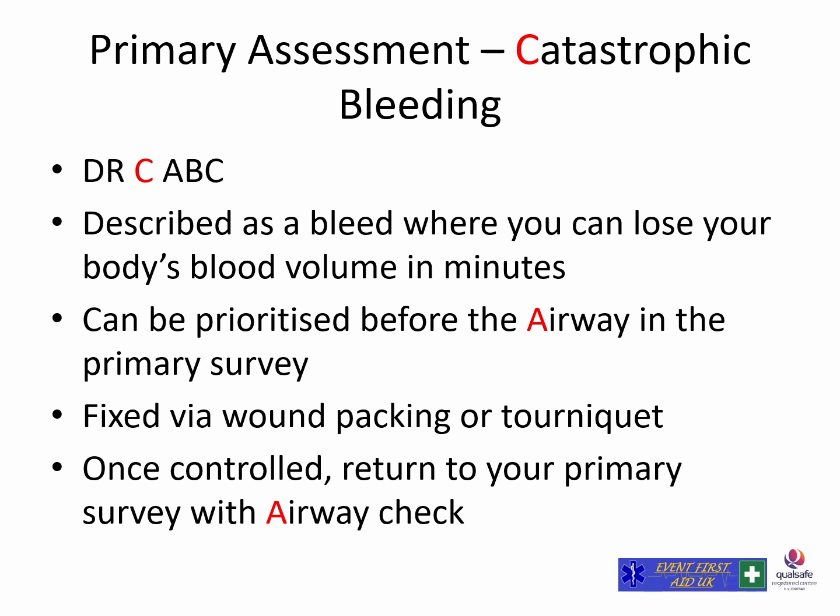It's fixed very simply by wound packing or tourniquet. So these are quick applications so we can move on. And once we've controlled that bleed, we return back to our primary survey with the airway check. This is a prompt, quick intervention so we can continue the primary survey, because there could be other life-threatening conditions that we need to deal with. But we need to deal with this first of all, as if you were to start CPR and there's a catastrophic bleed, as you're doing your chest compressions, you could pump further blood out the body, leading to patient deterioration.